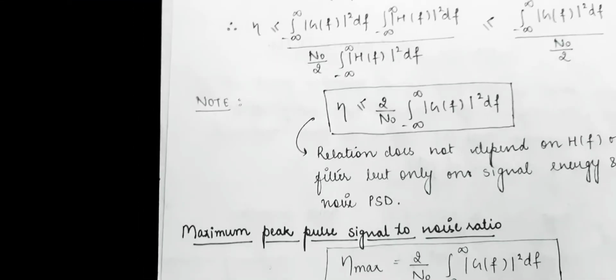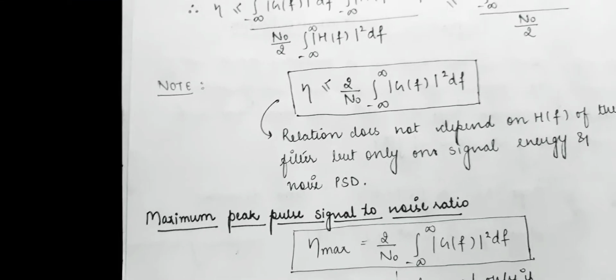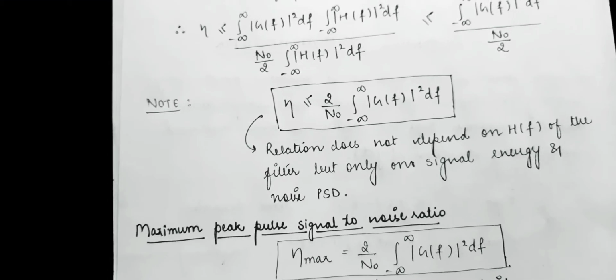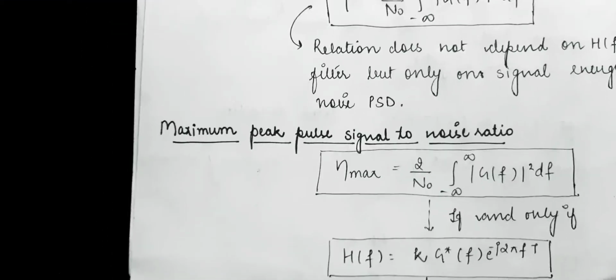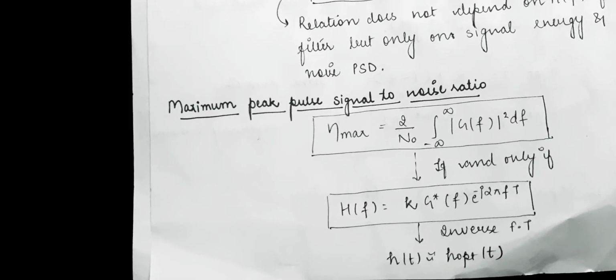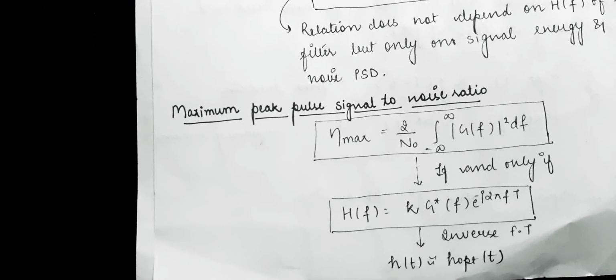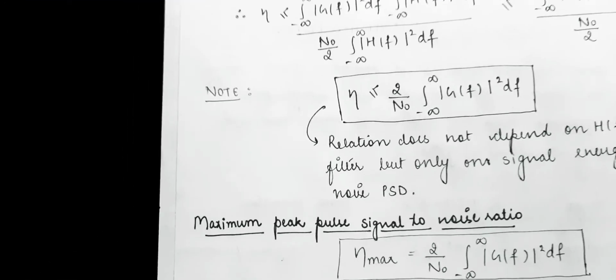Now if we rearrange, we get eta is less than or equal to 2 by N naught integrating from minus infinity to infinity mod G(f) square df. Now this relation does not depend on H(f) of the filter, but only on signal energy and noise power spectral density. Now the maximum peak signal to noise ratio, eta max, is equal to 2 upon N naught integrating from minus infinity to infinity mod G(f) square df. That is when eta is equal to its upper bound.